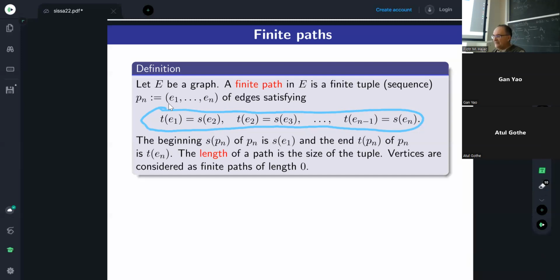And the length of a path is the size of this tuple. So this is a path of length n. And it's very important that vertices are considered as finite paths of length 0. It's very important for the terminology that you consider vertices as paths. Otherwise you'll be very inconsistent.